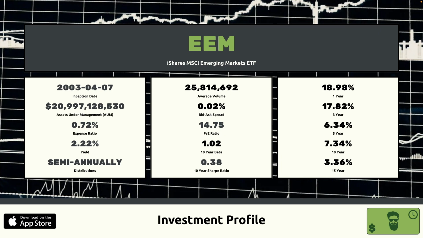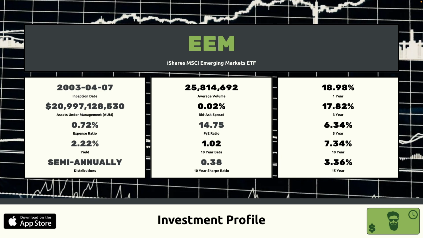EEM was made back in 2003, so we're going to look really far back today when back testing. It has $20 billion in assets under management. It's kind of expensive at 0.72%. Its current yield is 2.22%, and it's going to pay these distributions semi-annually. It's a fairly active fund with over 25 million shares traded each day. You're going to get the price you want with a bid-ask spread of 0.02%.